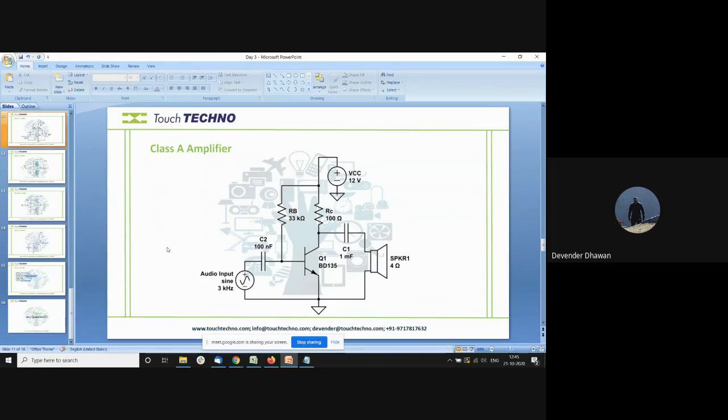So you have to make this class A amplifier, and we can discuss it tomorrow if there are any doubts. But yes, this is your assignment for today, the class A amplifier. Sir, for a speaker? Instead of a speaker you can obviously put a resistance also.